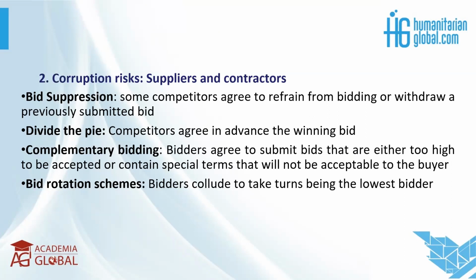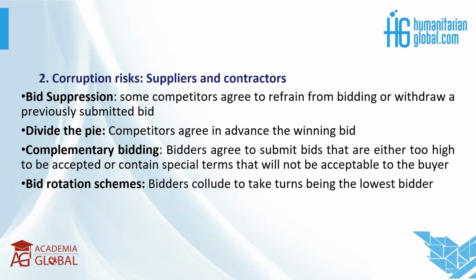The other one is divide the pie. With these suppliers and contractors, it usually happens a lot where the market is lean, where the supply is lean, then the suppliers are able to collude and influence the process, enhancing corruption happening in the organization.